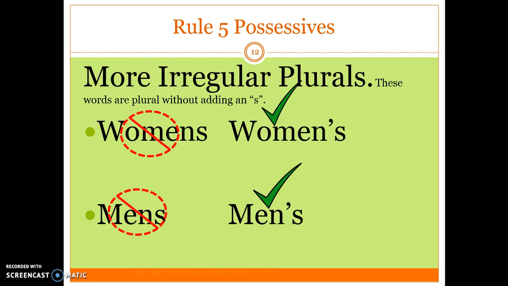Women is already plural. You can't add an S to it to make it plural, but you can add an apostrophe S to it to make it possessive. The same thing with men. Men is already plural. You can't add an S to it to make it a plural. You can add an apostrophe S to it to make it possessive.